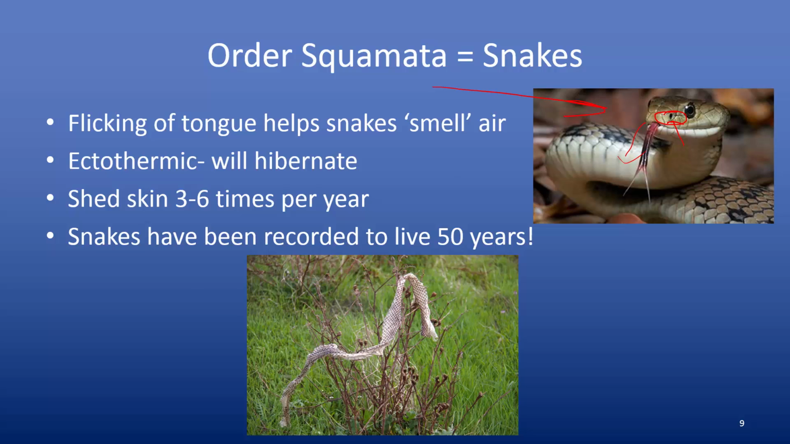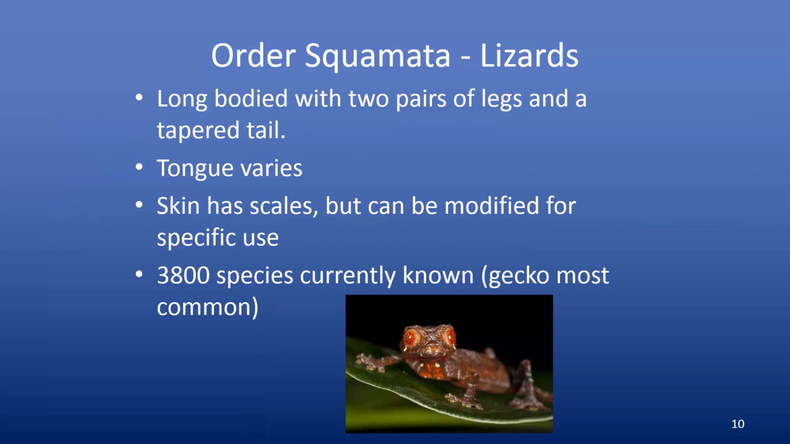Okay, they are ectothermic, so they'll hibernate, and they must shed their skin. So you can see a snake skin here. They shed it 3 to 6 times per year. Snakes have been recorded to live as much as 50 years.